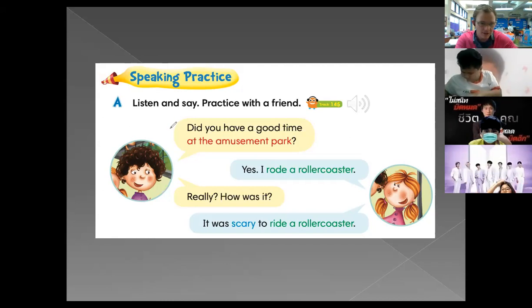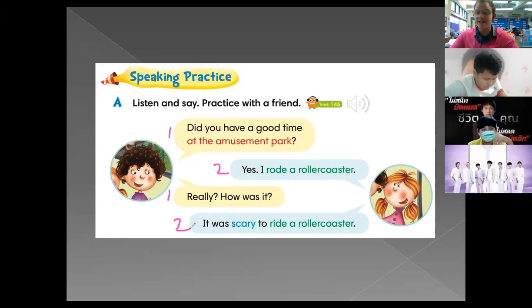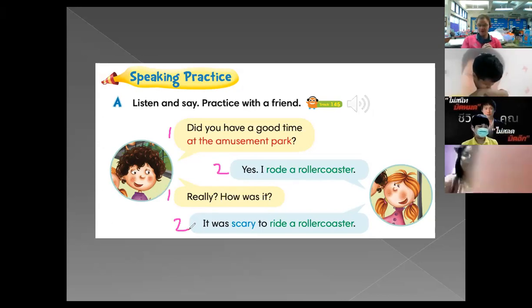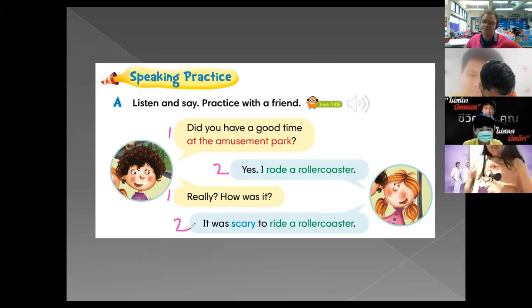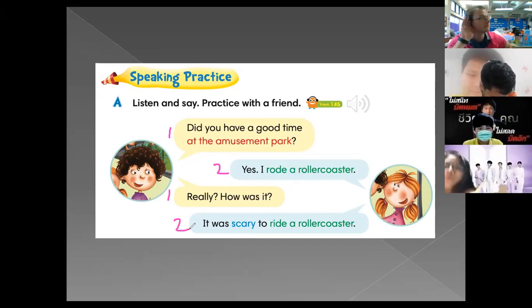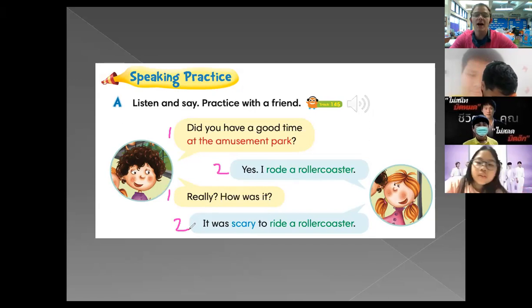Okay, so teacher will read number 1 and you guys read 2. Okay, are you guys ready? Yes. Oh, let's see. Did you have a good time at the amusement park? All together, yeah, all together. Let's read together. I read number 1, you guys read number 2. So I'll start again. Did you have a good time at the amusement park?